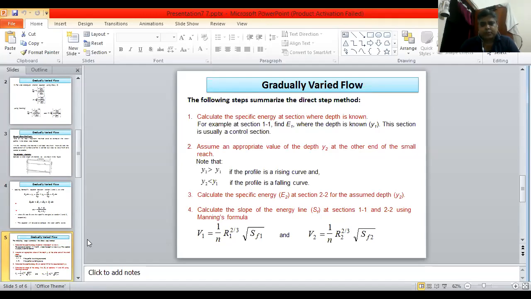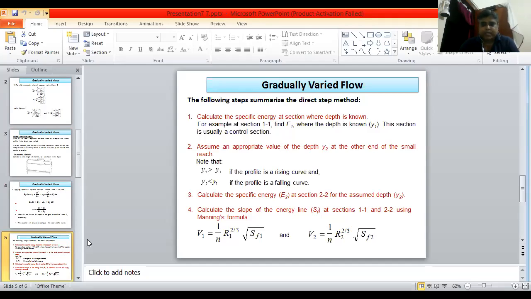Step 2, assume an appropriate value of the depth y2 at the other end of the small reach. Note that y2 is greater than y1 if the profile is a rising curve, and y2 is less than y1 if the profile is a falling curve. Step 3, calculate the specific energy E2 at section 2 for the assumed depth y2.